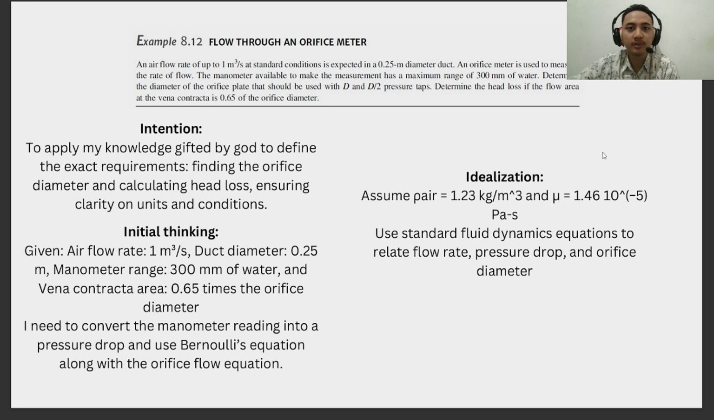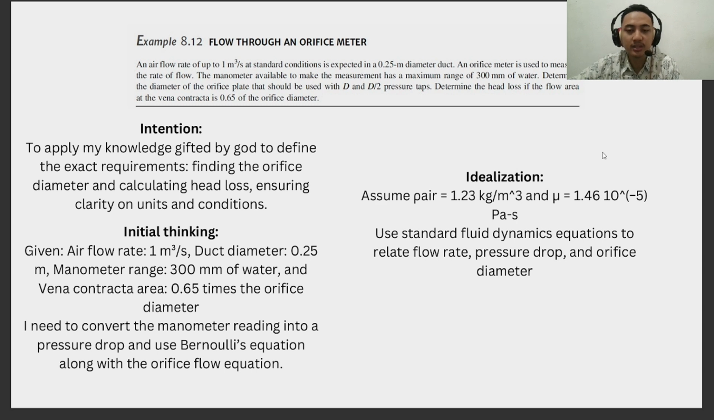So the first problem is flow through an orifice meter. My intention is to apply my knowledge gifted by God to define the exact requirements, finding the orifice diameter and calculating head loss, ensuring clarity on units and conditions. In initial thinking, given the airflow rate, duct diameter, manometer range, and the vena contracta are shown, so I need to convert the manometer reading into a pressure drop and use Bernoulli's equation along with the orifice flow equation.